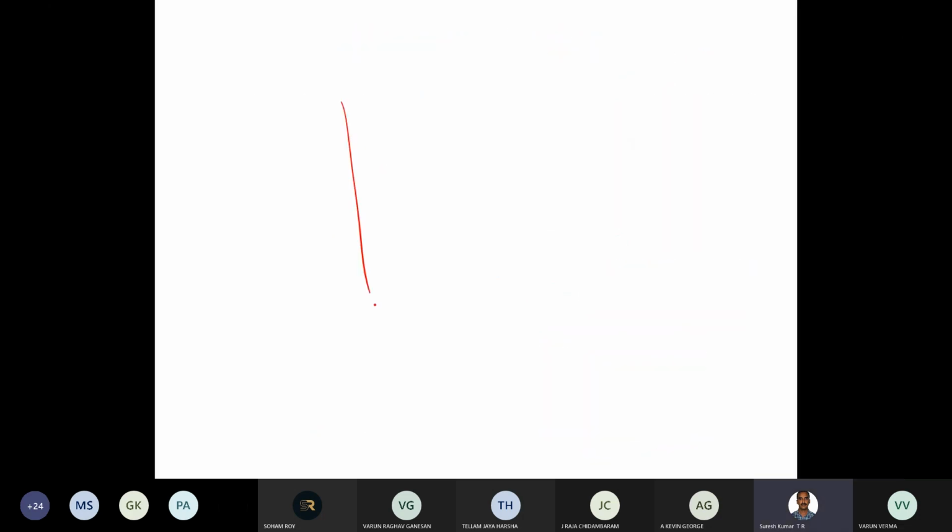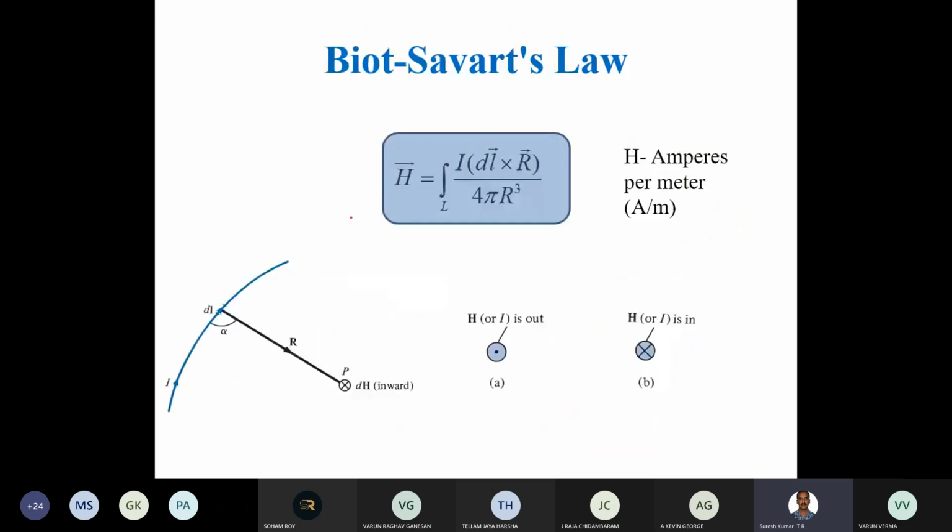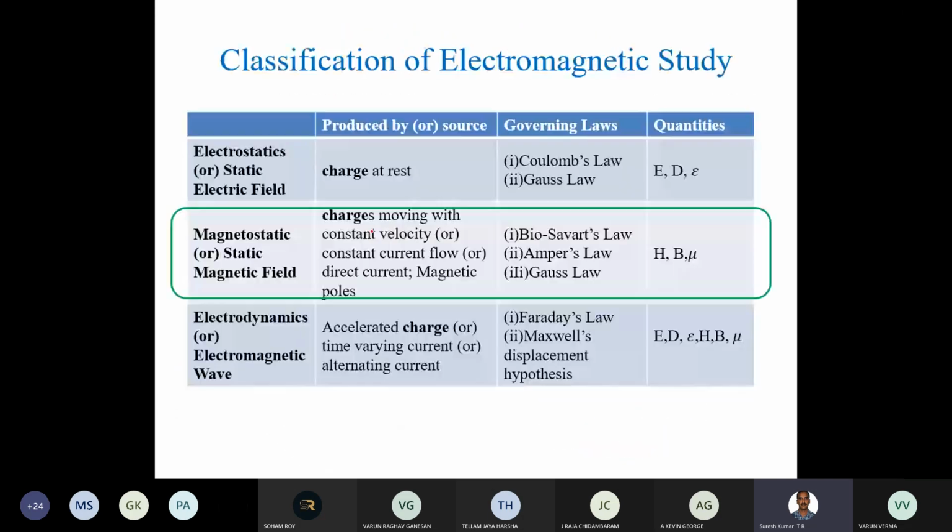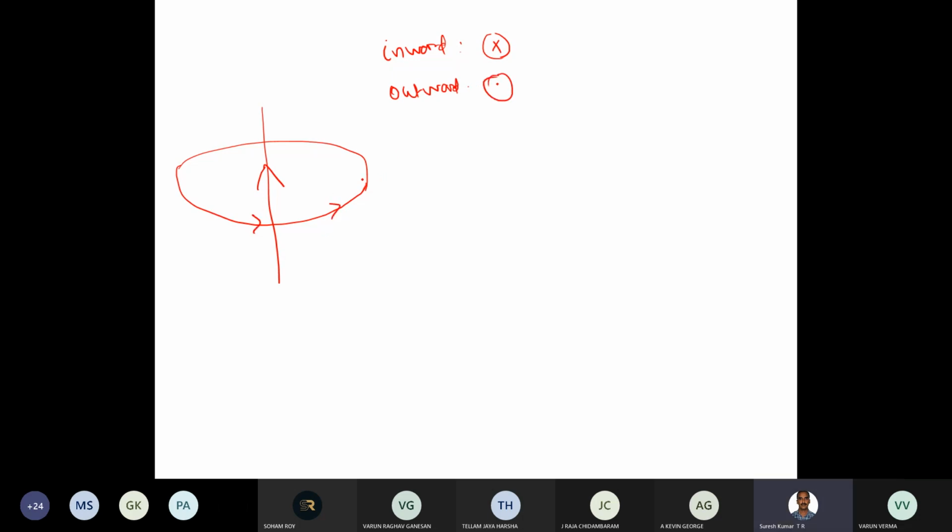Pardon? Inward at P2, sir. Oh, sorry, that's deleted. Maybe I will show it with another picture. You can ask the question. For inward, cross and circle. Outward, dot and circle. So in this picture, this will be the direction of the magnetic field.